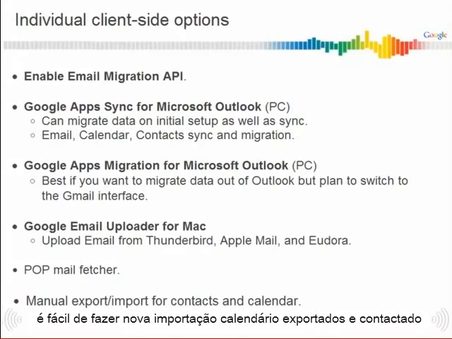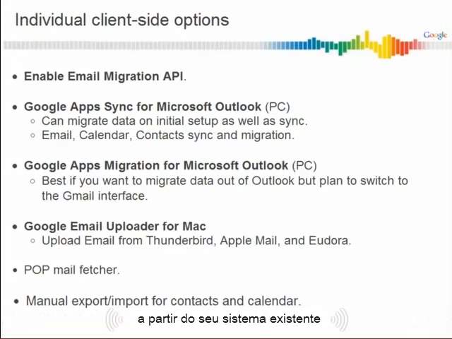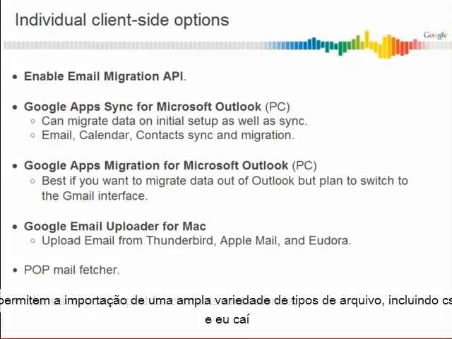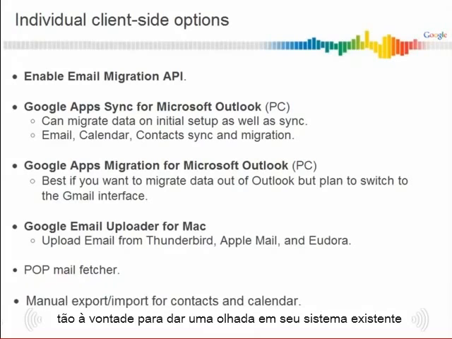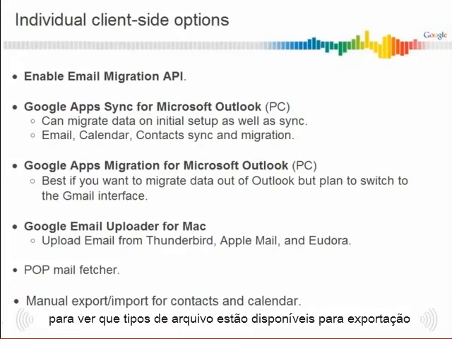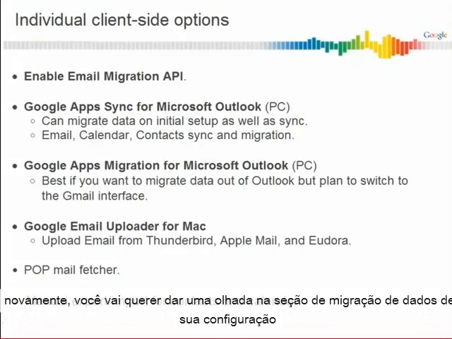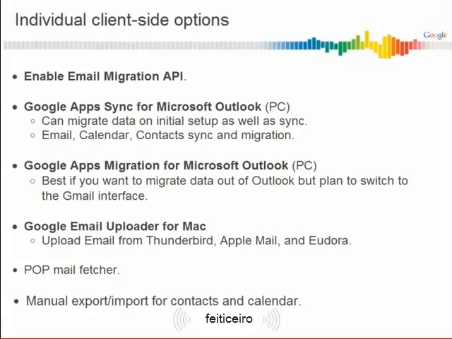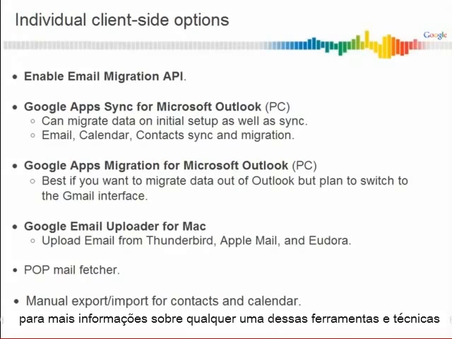Finally, it's easy to manually export and import calendar and contact data from your existing system. Google Calendar and the Google Contact Manager allow you to import a wide variety of file types, including CSV and iCal, so feel free to take a look at your existing system to see what file types are available for export. Again, you'll want to take a look at the Data Migration section of your Setup Wizard for more information on any of these tools and techniques.